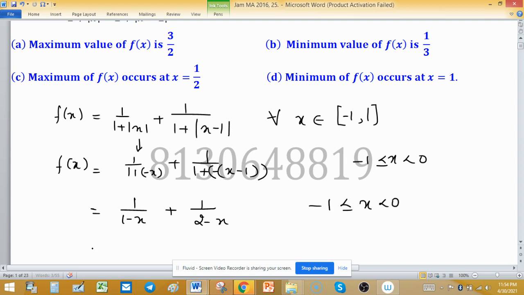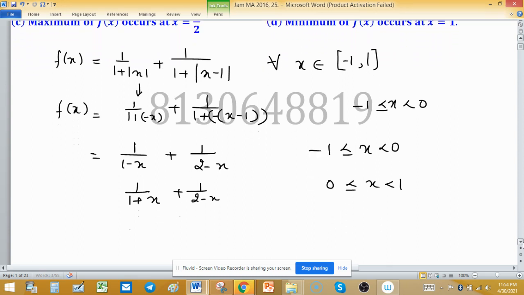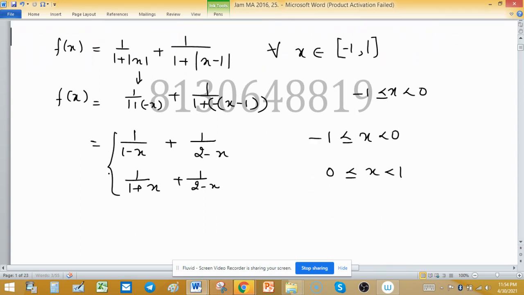And for positive values, means x is greater than or equal to 0 and less than 1, it will be 1/(1+x) for positive values plus 1/(2-x). So I have this function, this is my f(x).